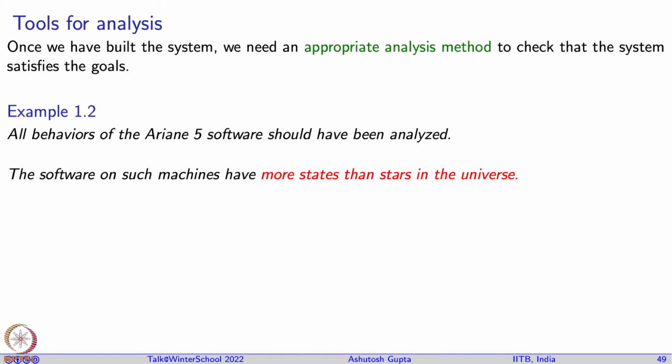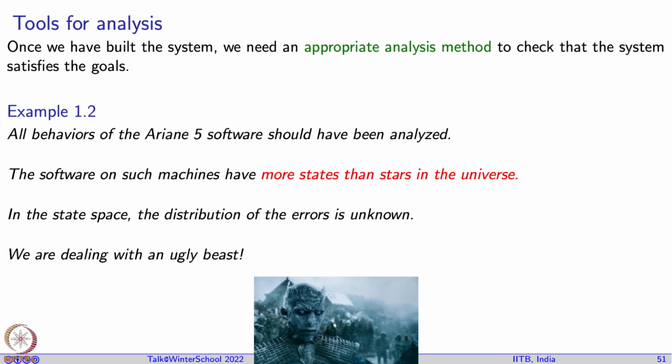Okay, so here's the system failure, right? You have more states than stars in the universe. The problem is not that the state space is large. For example, if I say x is greater than or equal to 0, it's a huge number of states, infinitely many things. If you have 64-bit, it's a huge number, but it's very easy to describe: x is positive. What's hard is describing the set of states in which things can possibly go wrong.